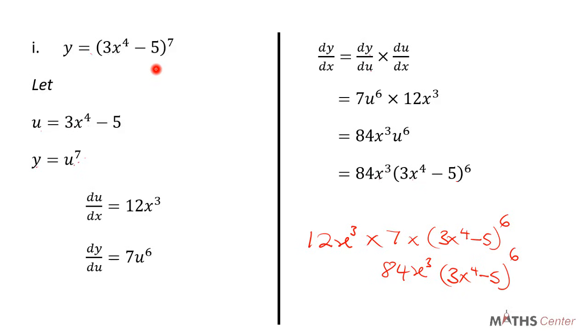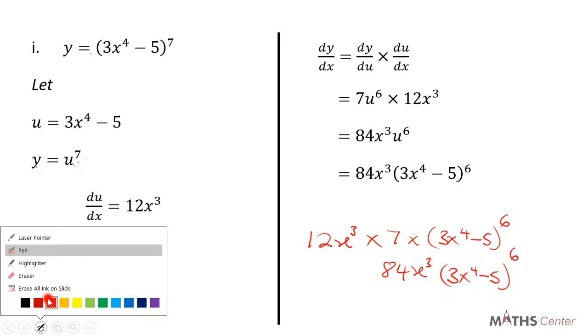So the chain rule is always: differentiate what you have in the bracket, times differentiate the function as a whole. If you go through the process as we did, the chain rule is dy/dx is equal to dy/du times du/dx. Let's consider the next question.